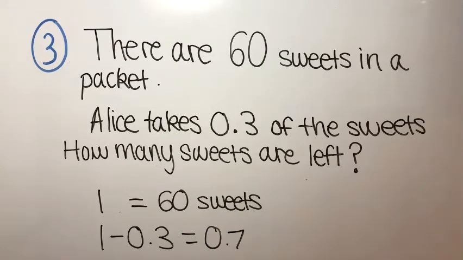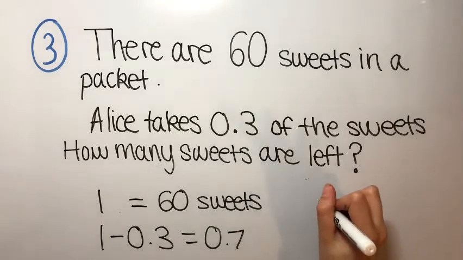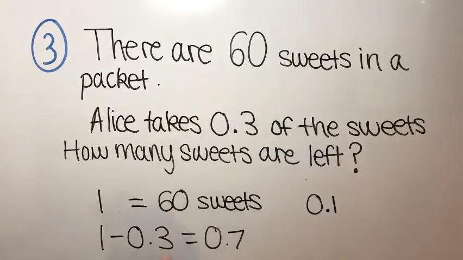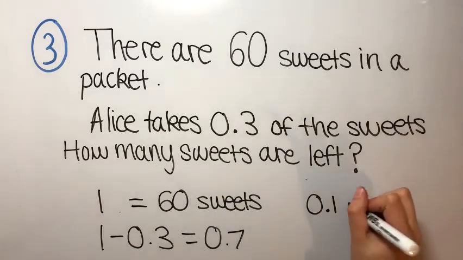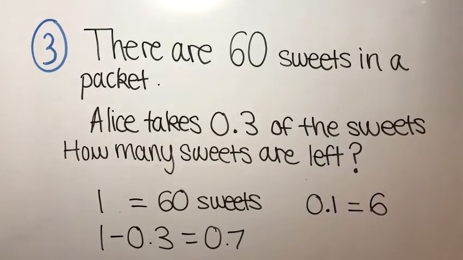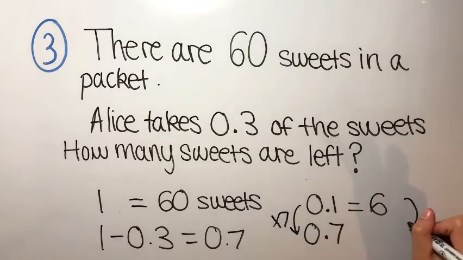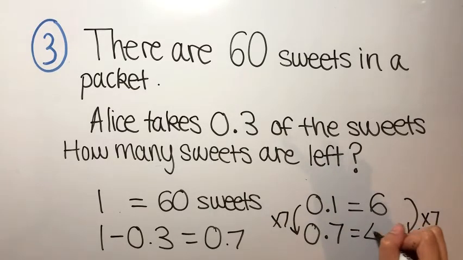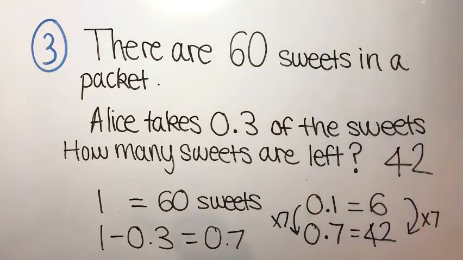Now we need to work out what 0.7 of 60 is. To work out 0.1 of 60, we divide it by 10. So 60 divided by 10 gives us 6. Now to work out 0.7, what we do, we times this side by 7. So we're going to do the same to this side. 6 multiplied by 7 gives us 42. 42 sweets are left over.